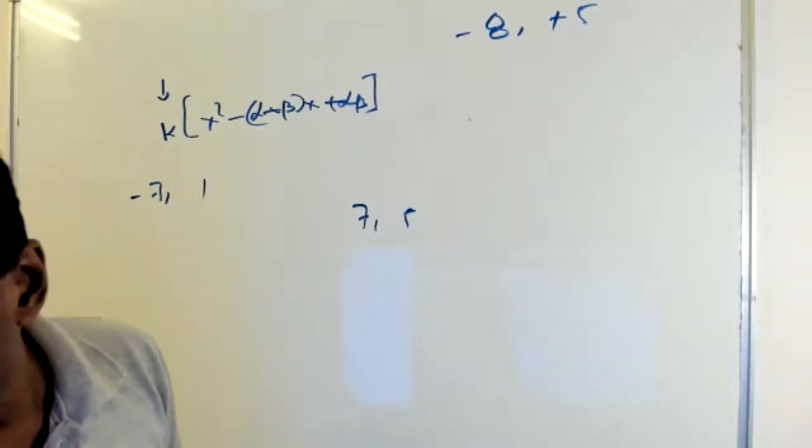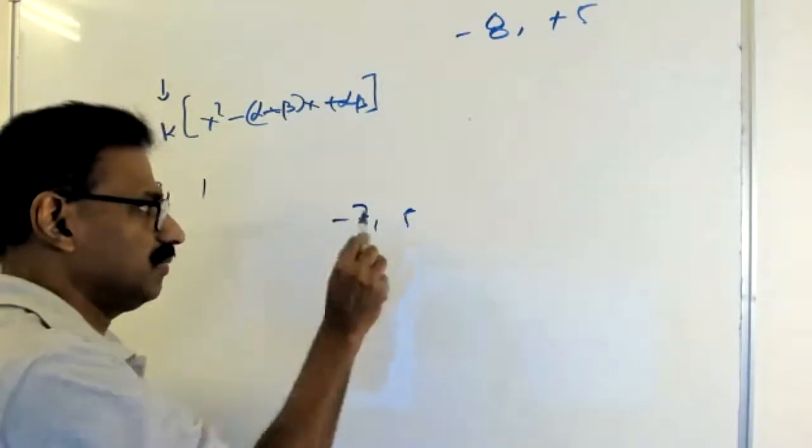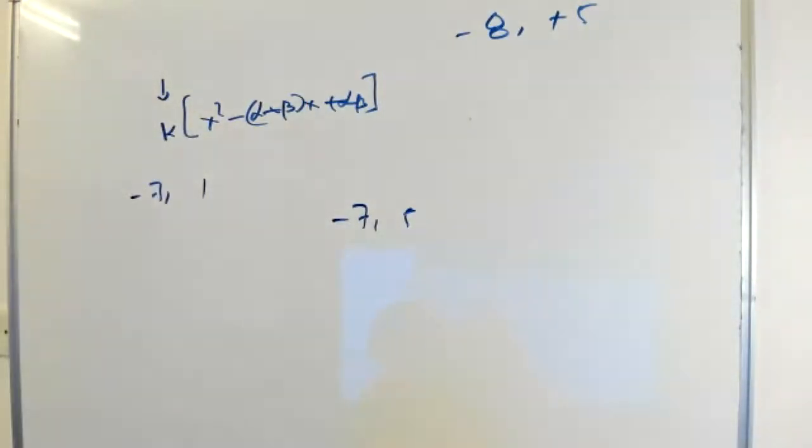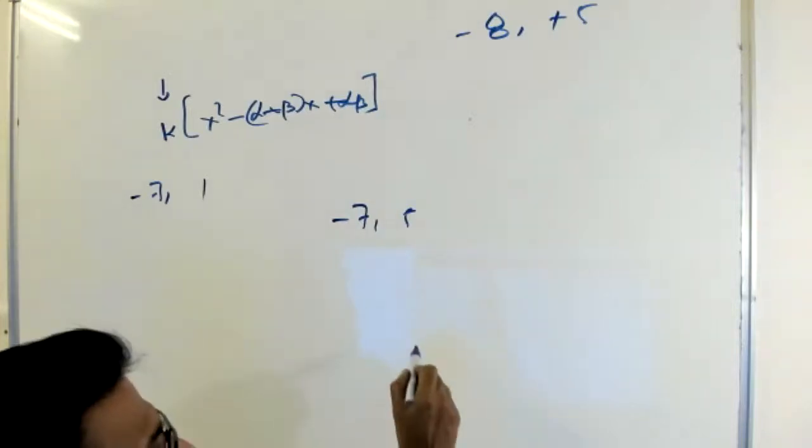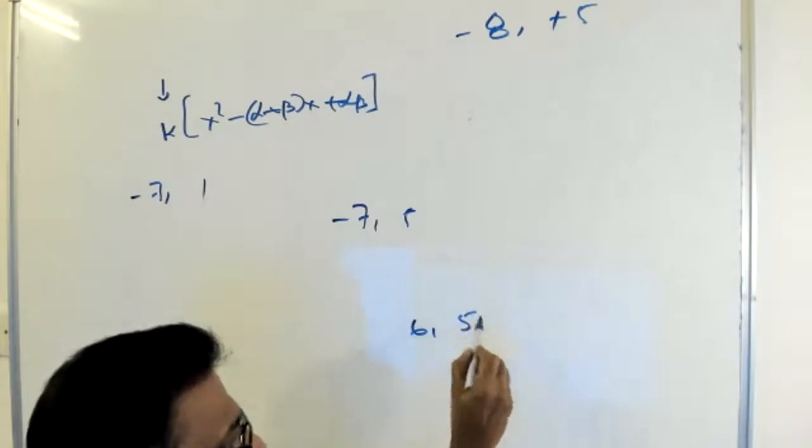Uditra, are you okay? John, one question. Minus 7, minus 5. John? Sir, the sum is minus 2 and the product is minus 35. Okay, then the polynomial is x square plus 2x plus minus 35. Okay. Minus 35.